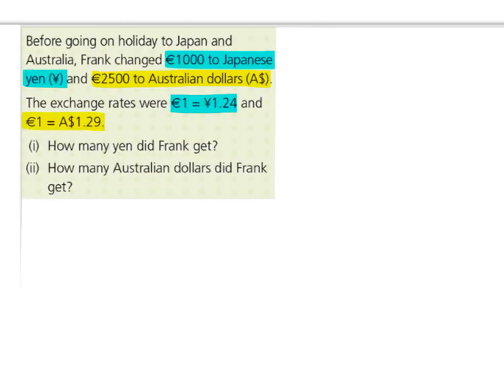So let's start with part 1. How many yen did Frank get? If we go back to our question, we can see the blue parts relate to the yen. I'm going to start by writing down the exchange rate, which is €1 equals 1.24 yen. We want to change €1,000 into yen. So we know that €1 is equal to 1.24 yen, and we want to know what €1,000 is equal to in yen.